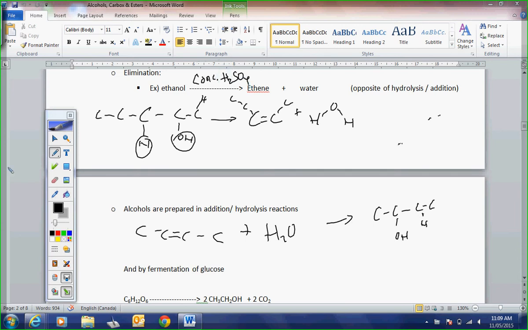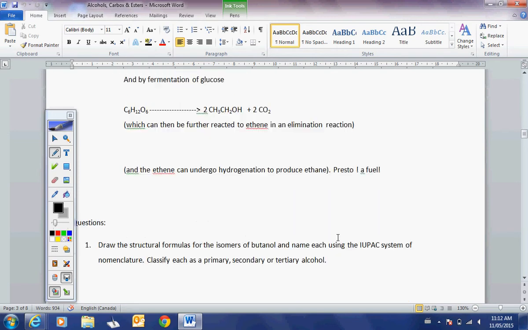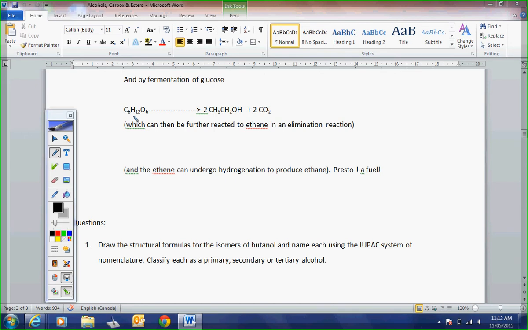Okay, so and then fermentation, or preparation by fermentation of glucose. So this is, you know, your wheat that you're making into a beer, or your grapes that you're making into wine, and you take the sugar in that compound, C6H12O6. The sugar is then fermented with yeast, warmth, and lack of oxygen, which is called anaerobic conditions. So you take all of those things and you can get the ethanol and carbon dioxide.